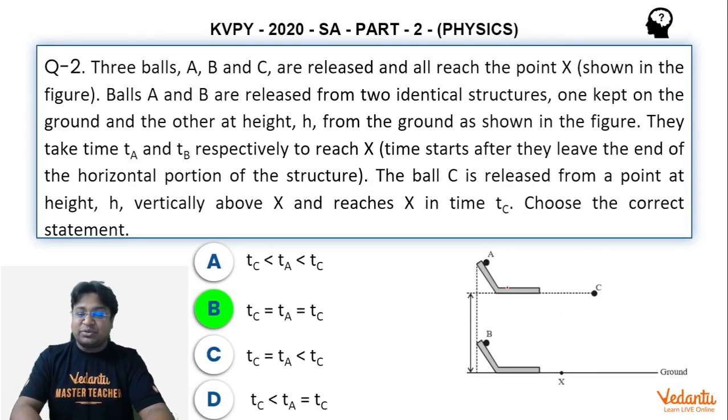So the correct answer to this question would be TA equal to TB equal to TC. That's a misprint. I'll correct it here.